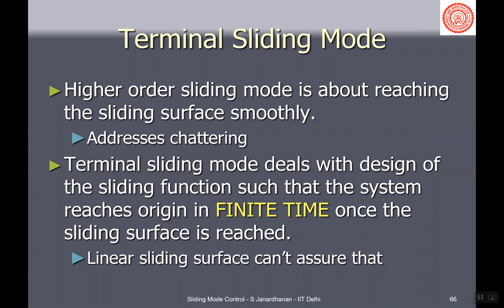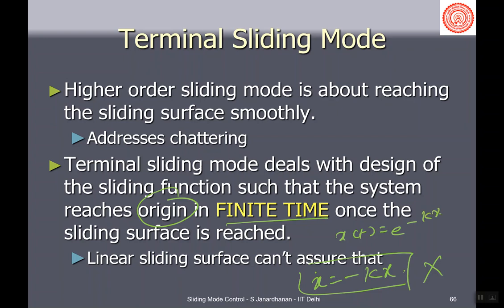Okay, so what if we design a sliding function such that, when confined to the sliding function, the system reaches the origin, or the equilibrium point, whatever we call it, in a finite amount of time? Definitely, a linear sliding surface of the form x dot equal to minus kx cannot achieve this sort of performance, because you will have x of t equal to e raised to minus kt into x of 0, and this exponential component is not going to 0 in any finite amount of time.